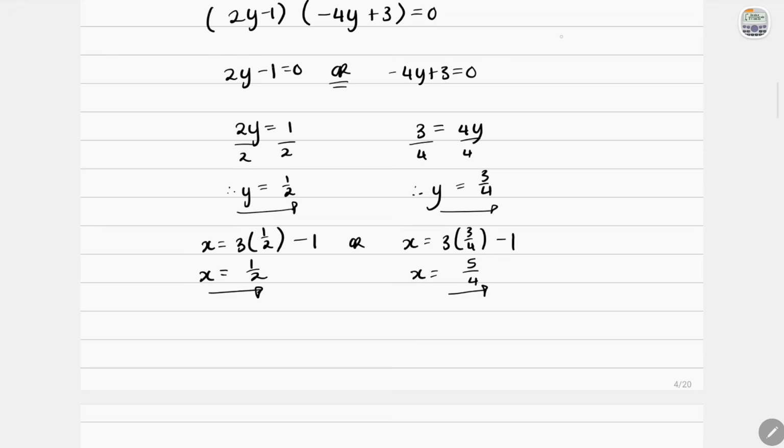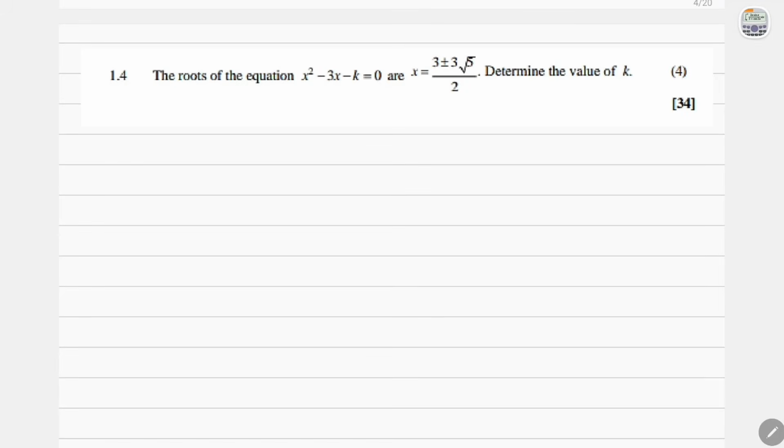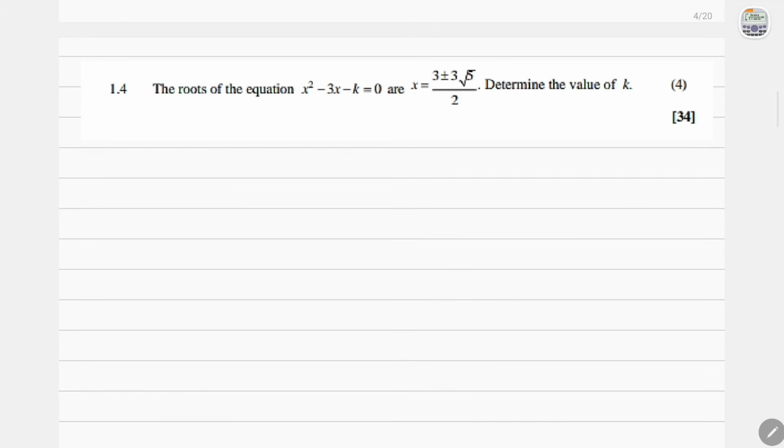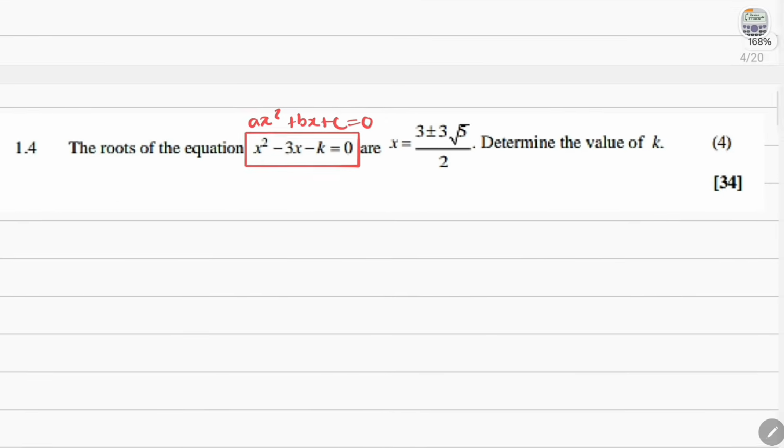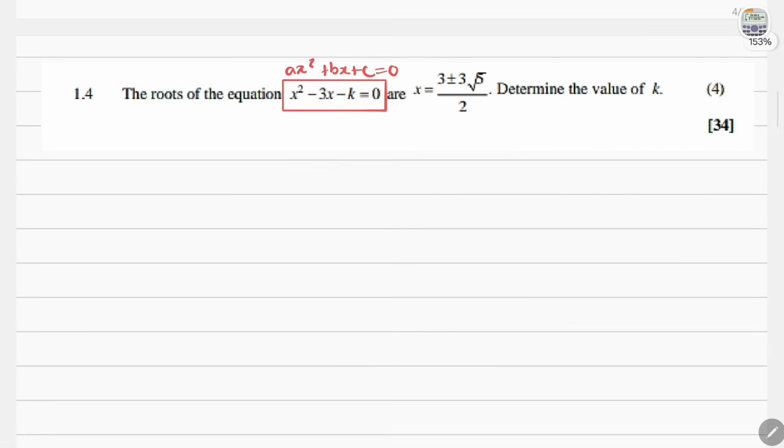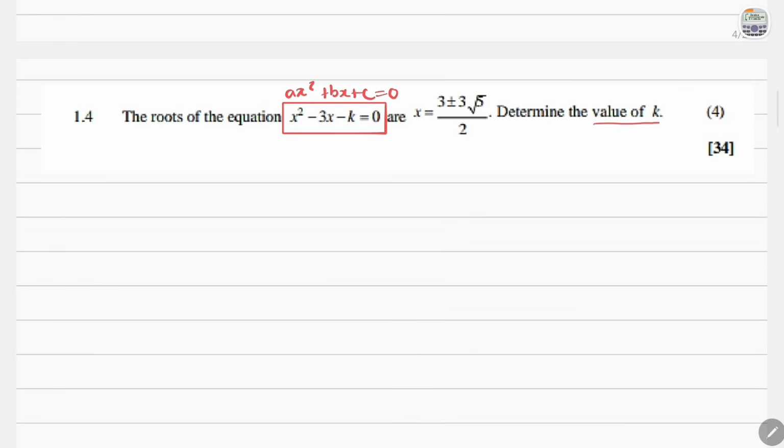Moving on to the next question. Question 1.4 says the roots of the quadratic equation, and this is the quadratic equation they're giving us. You can see only c is missing. So a is there, ax squared plus bx plus c equals 0, only c is missing. So the roots of this quadratic equation are x is equal to 3 plus minus 3 square root 5 over 2, and we need to determine the value of k.